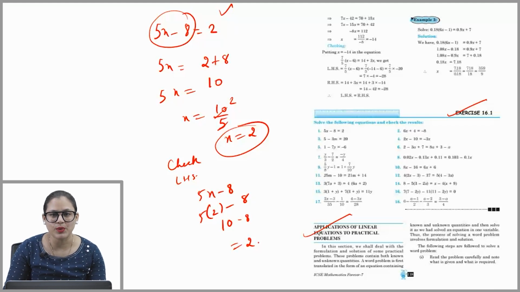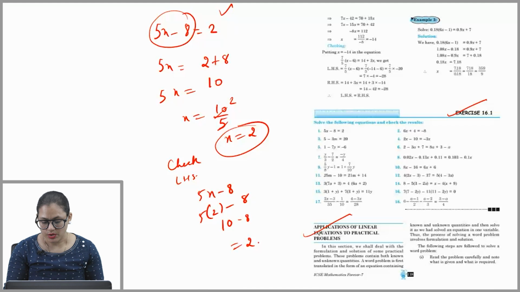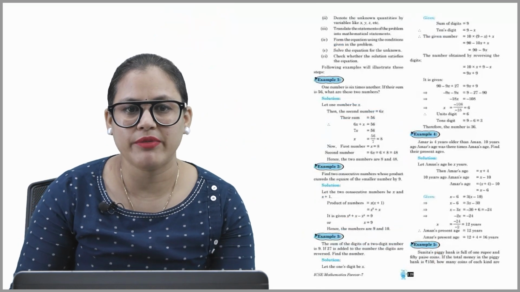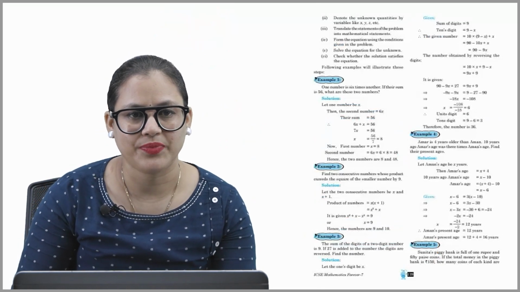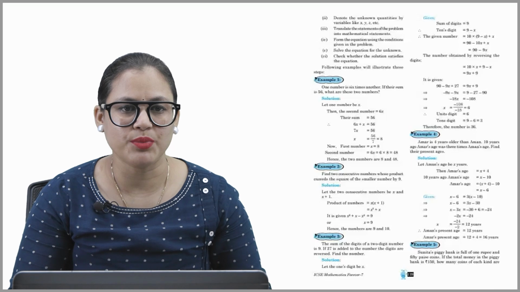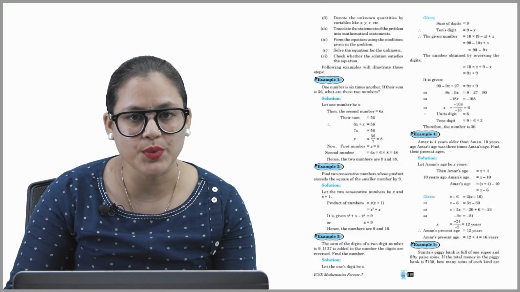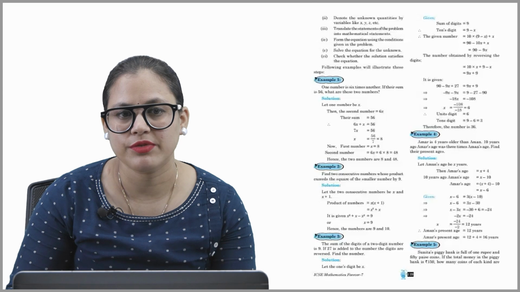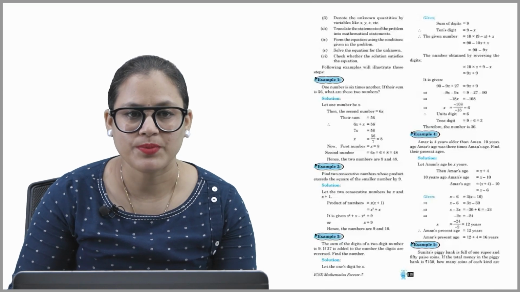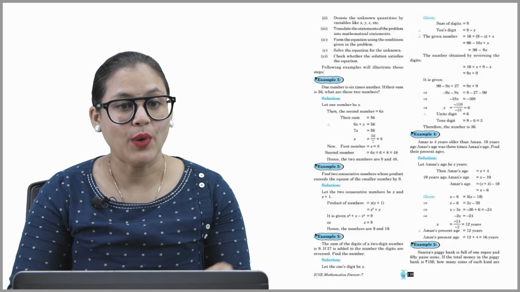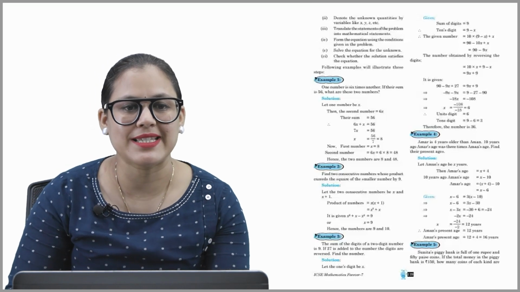The following steps are followed to solve a word problem. Number 1, read the problem carefully and note what is given and what is required. 2, denote the unknown quantities by variables like x, y, z, etc. 3, translate the statements of the problem into mathematical statements. 4, form the equation using the conditions given in the problem. 5, solve the equation for the unknown. 6, check whether the solution satisfies the equation. Now, the following examples will illustrate these steps.